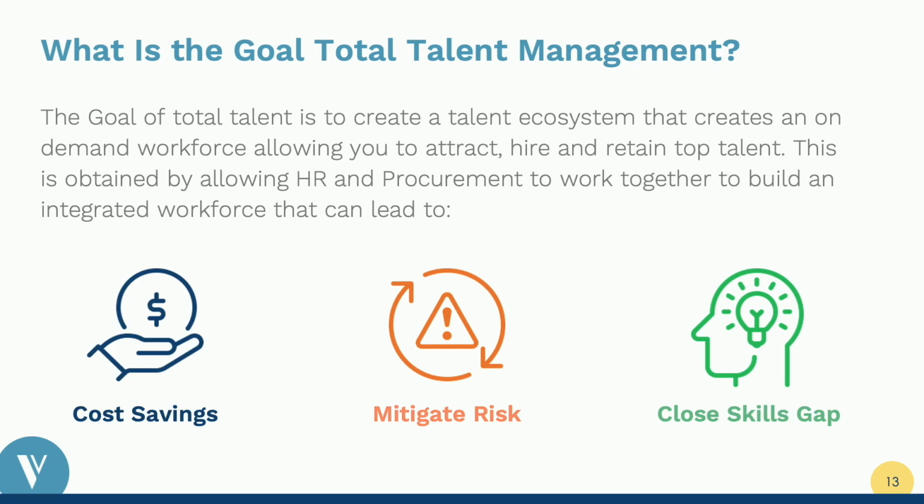Okay, so let's talk a little bit about the goal of total talent management. The whole goal is to create a talent ecosystem within your company. It would help you solve on-demand workforce needs and allow you to attract, hire, and retain the top talent. This allows you to work with HR and procurement together to build an integrated workforce. Some of the objectives that you obtain by looking at this integrated workforce is cost savings.